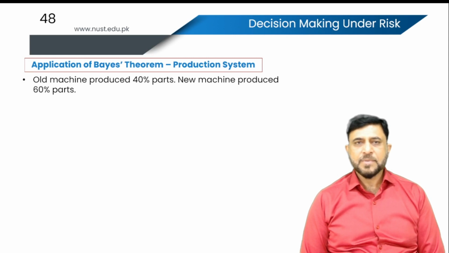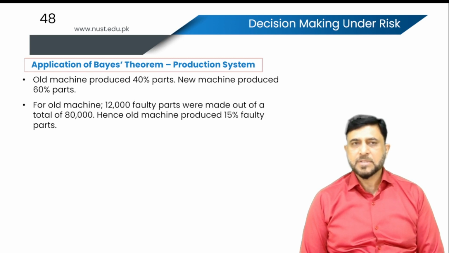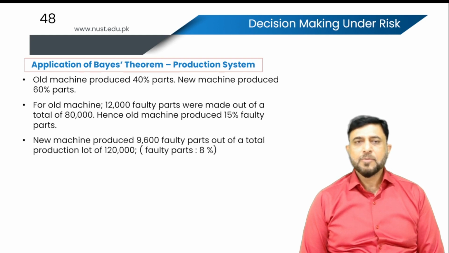Old machine produces 40%, new machine produces 60%. How have we done it? You can calculate it as we know the numbers. For the old machine, 12,000 faulty parts were made out of a total of 80,000. Hence, the old machine produced 15% faulty parts. Out of 80,000, 12,000 means 15%. The new machine produced 9,600 faulty parts out of a total production of 120,000, which means faulty parts are 8%. So we have found the probabilities from the data.